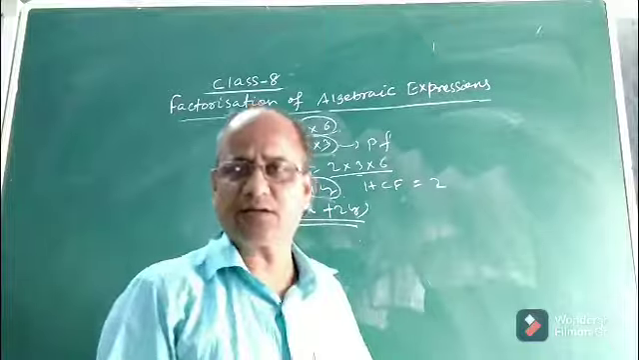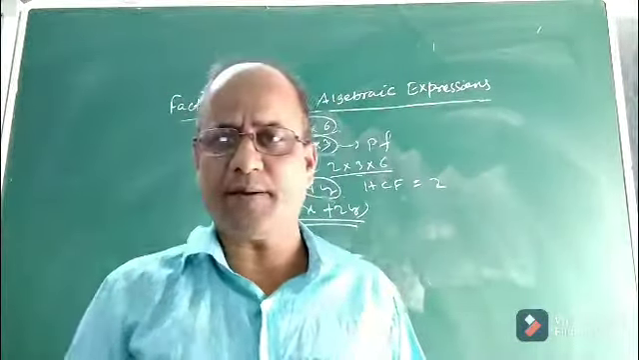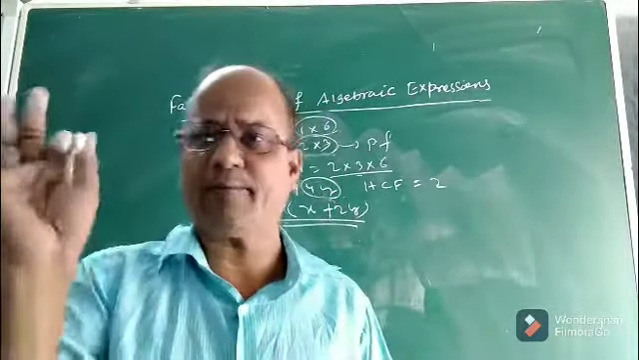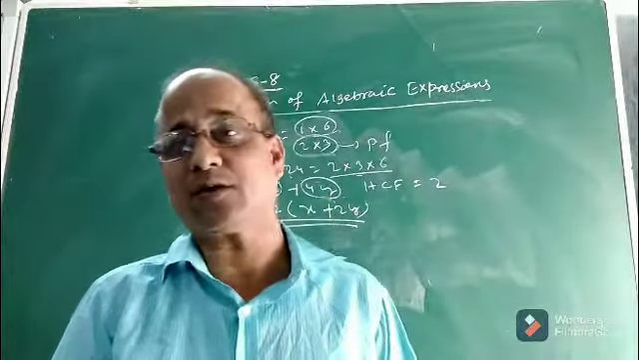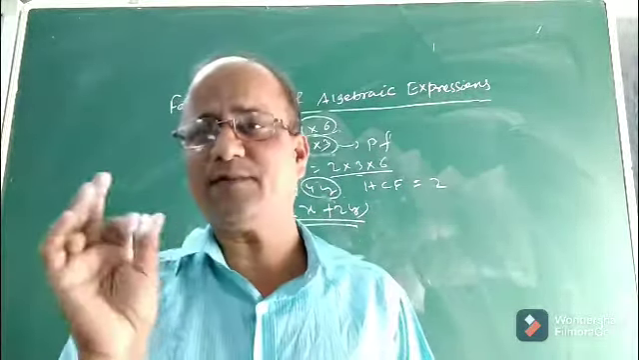This was one of the methods. Another method was there also: by taking a binomial as a common factor. Please recall those things. By taking a binomial as a common factor also we can factorize an algebraic expression. And what was the third method? The third method was by rearrangement.